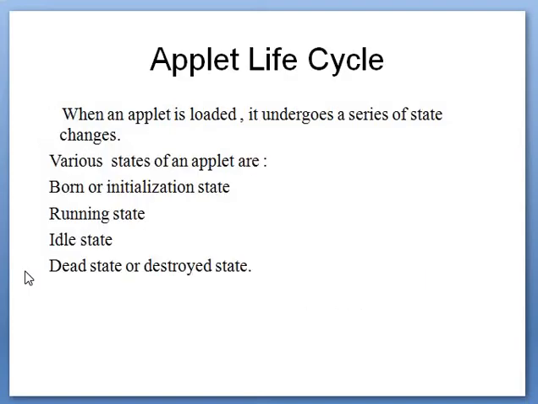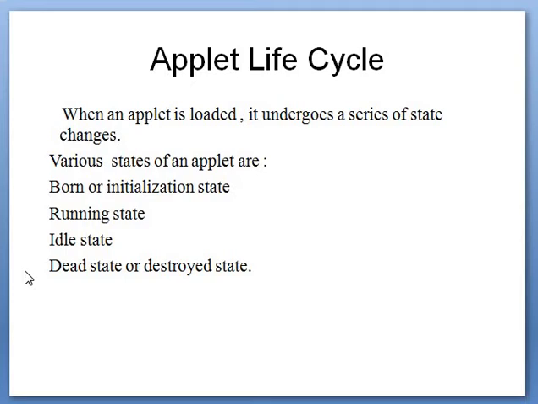Now we will be discussing the applet life cycle. When an applet is loaded, it undergoes a series of state changes. Various states of an applet are born or initialization state, running state, idle state, and dead or destroy state. See, 4 different states are there. Born or initialization state, for that the init method will be there. We can initialize some of the properties for an applet.